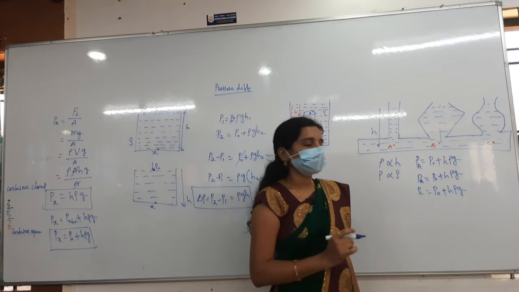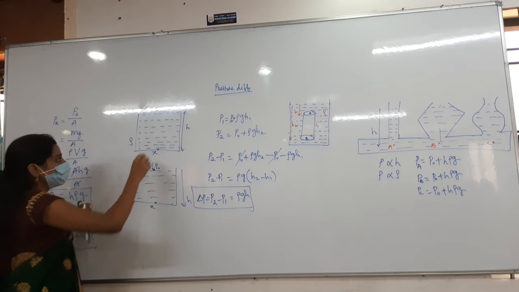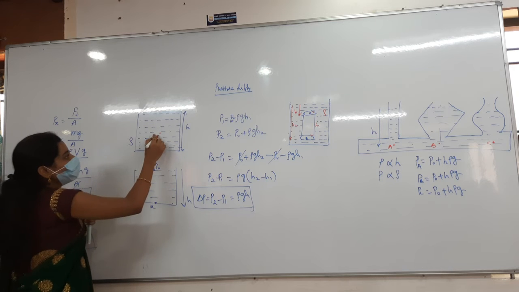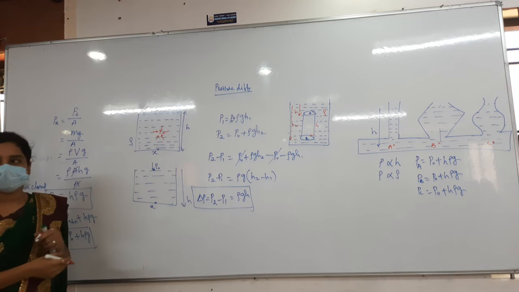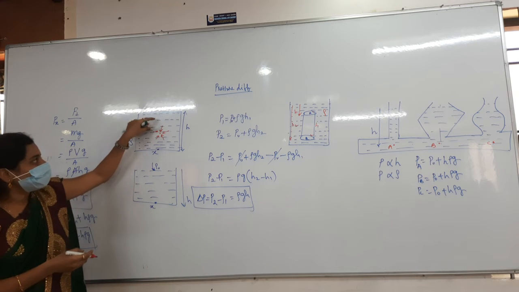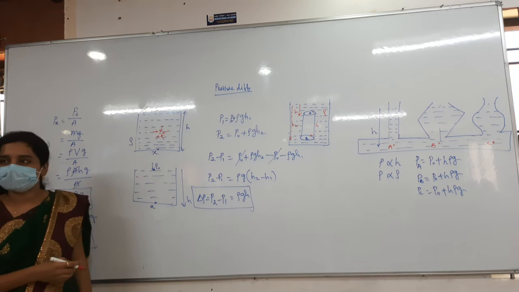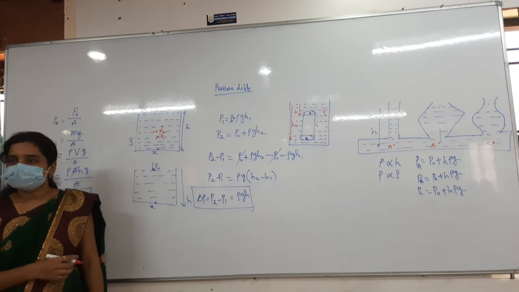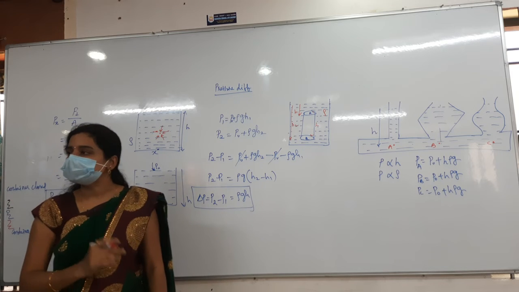And one more thing is, whenever I consider the pressure at this point, from each direction the pressure will be the same. You don't think that here less water is there, so less pressure, and here more water, so more pressure will be there. That is not correct. If you consider one point, from all the sides the pressure will be the same only.